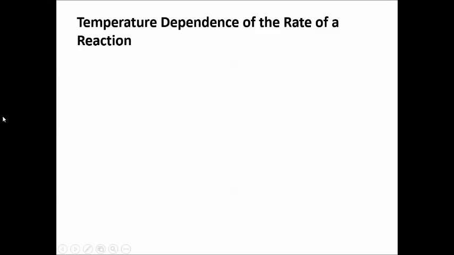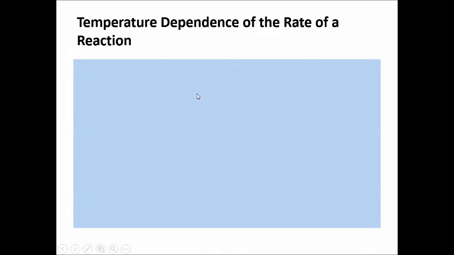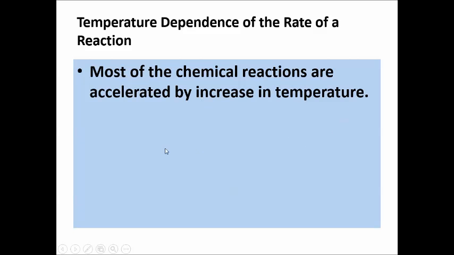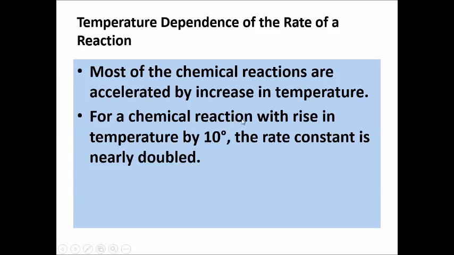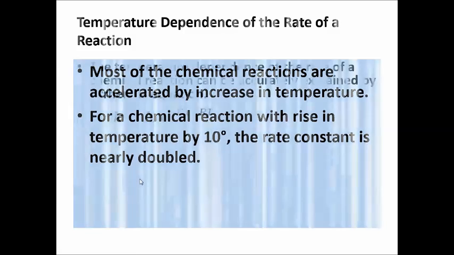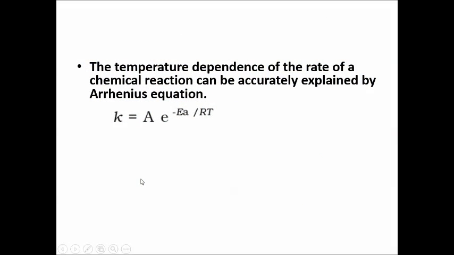Topic is temperature dependence of the rate of a reaction. Most of the chemical reactions are accelerated by the increase in temperature. For a chemical reaction, with the rise in temperature by 10 degrees, the rate constant is nearly doubled. The temperature dependence of the rate of a chemical reaction can be accurately explained by the Arrhenius equation. And the Arrhenius equation is given as k is equal to A into e raised to minus Ea by RT.